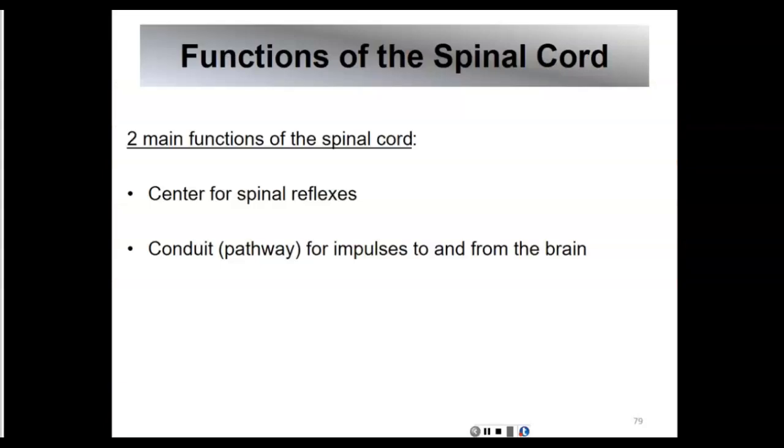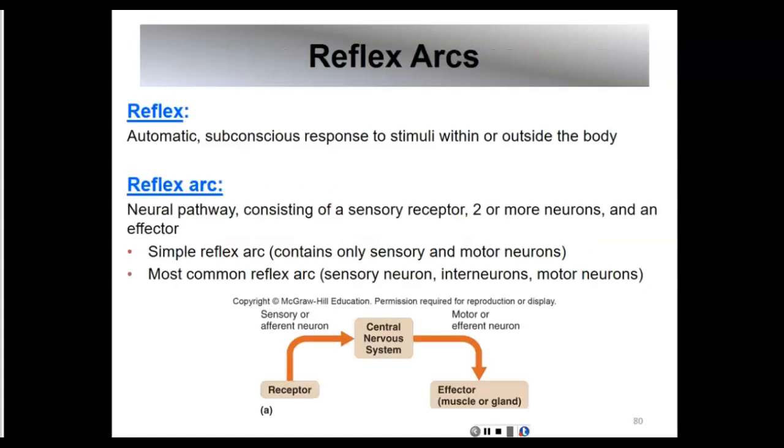So let's look at some main functions of the spinal cord. The two main functions are that it's a center for reflexes, as well as a conduit or a pathway for impulses to and from the brain. A reflex is an automatic, subconscious response to a stimulus within or outside the body. The reflex arc is a pathway consisting of a sensory receptor, 2 or more neurons, and an effector. So our simplest reflex contains only sensory and motor neurons. The most complex will have a sensory neuron, an interneuron, and a motor neuron.